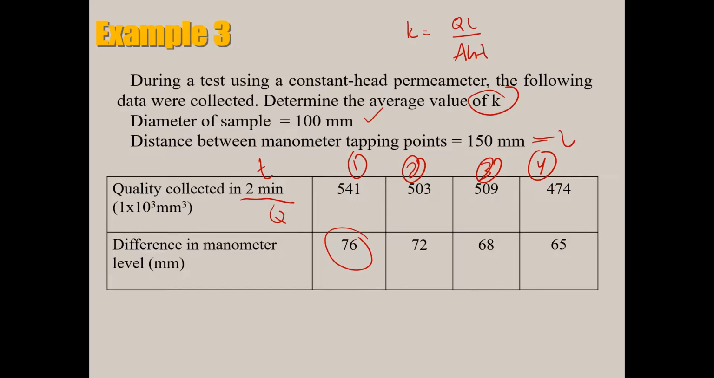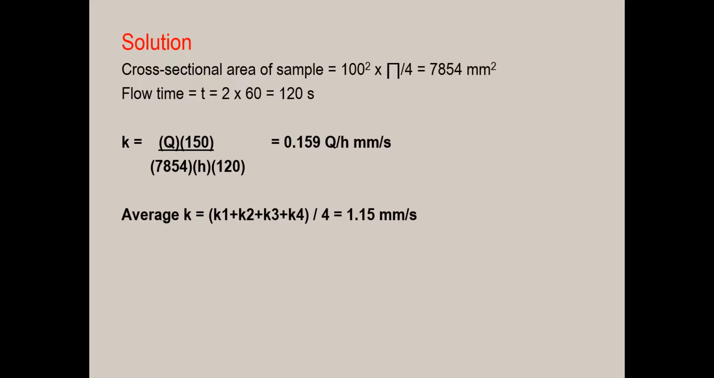The same thing, get the K value for each of them, and then you divide by 4, because you want to get the average value. So here is the solution for example number 3.